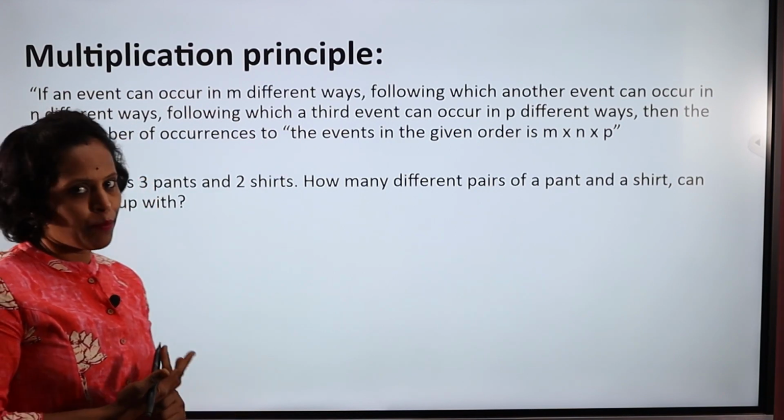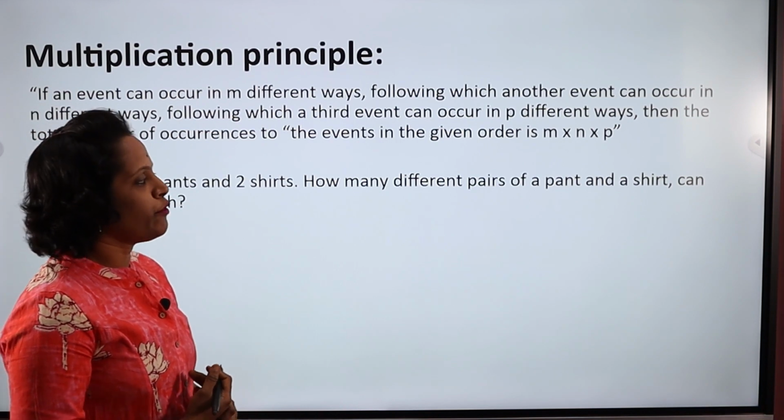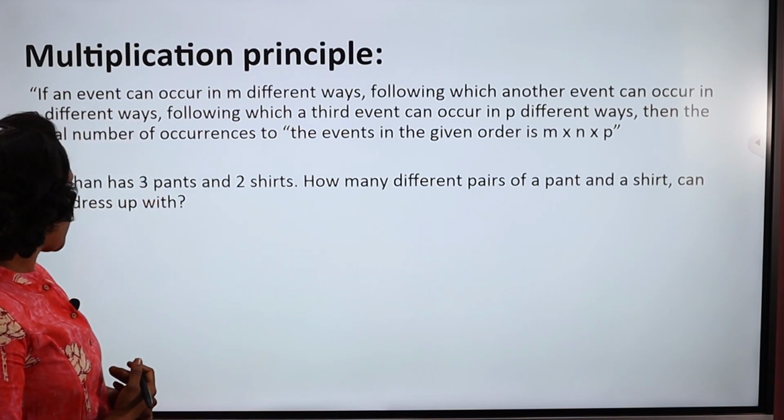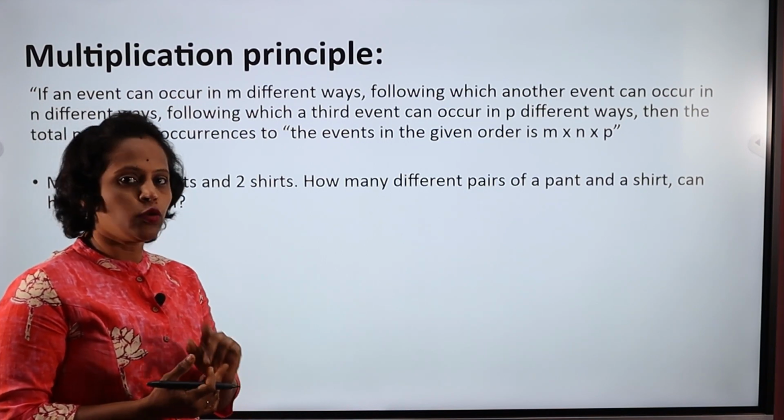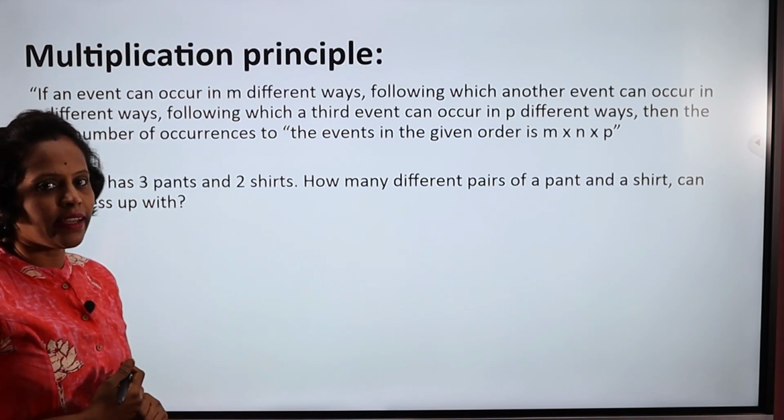Mohan has 3 pants and 2 shirts. How many different pairs of a pant and a shirt can he dress up with? There's a person called Mohan and he's got 3 pants and 2 shirts, right? In how many ways can he arrange them?